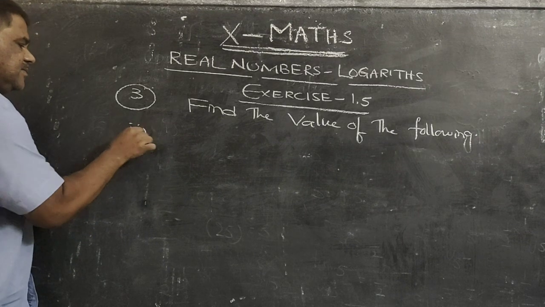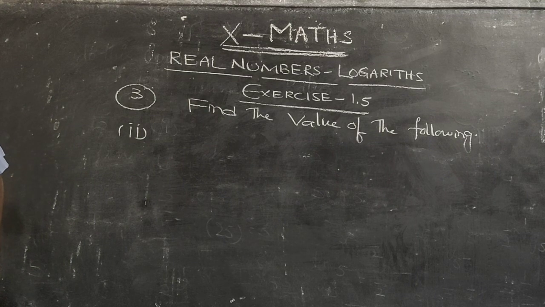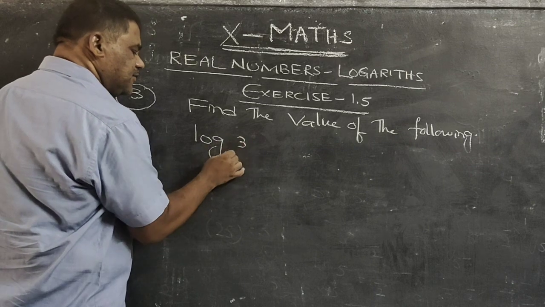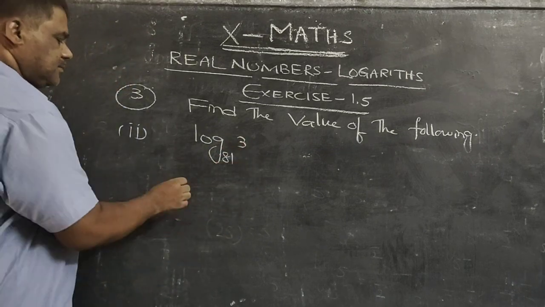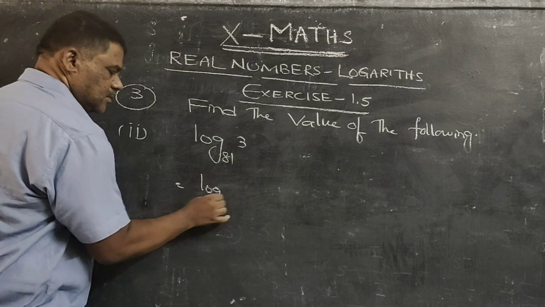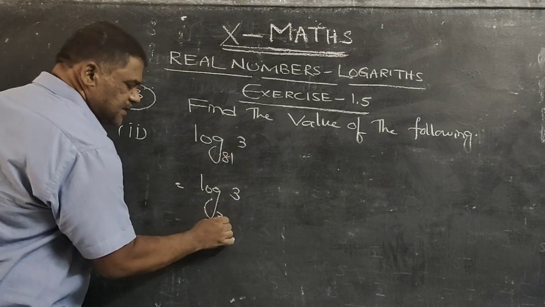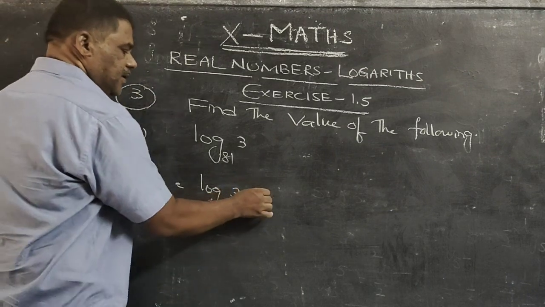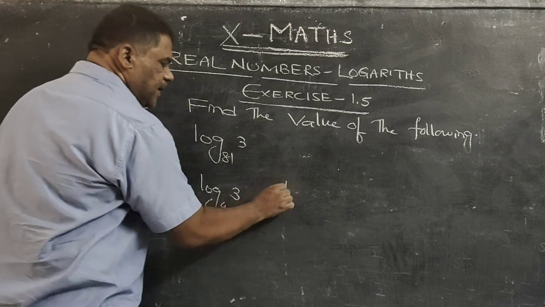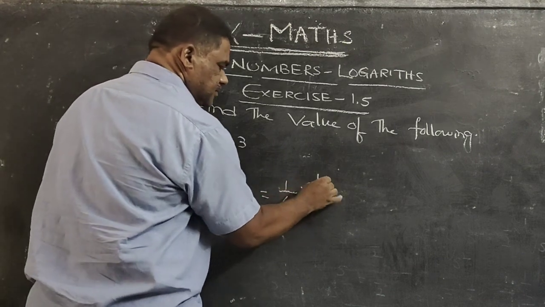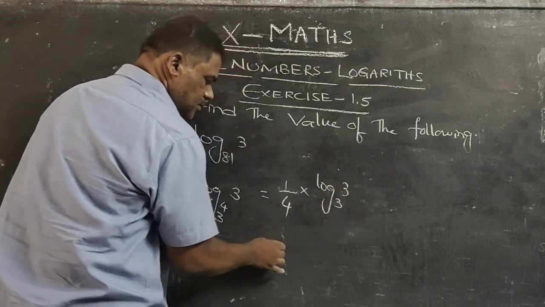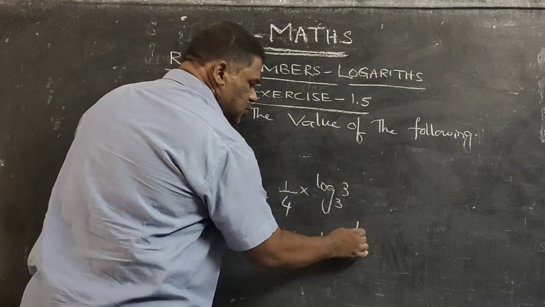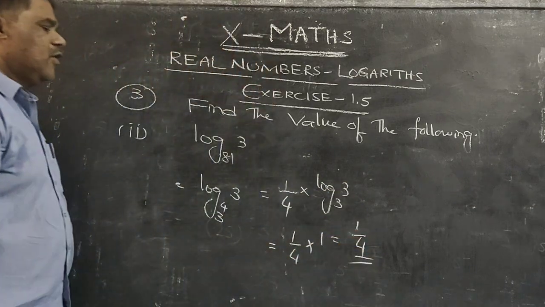Right, the second one. Logarithm of 3 base 81. 81 can be written as 3 to the power 4. If the base has power, it will become 1 by 4. Logarithm of a number itself as the base, this is 1. So 1 by 4 into 1 is 1 by 4 answer.